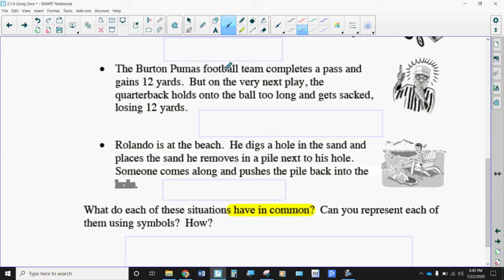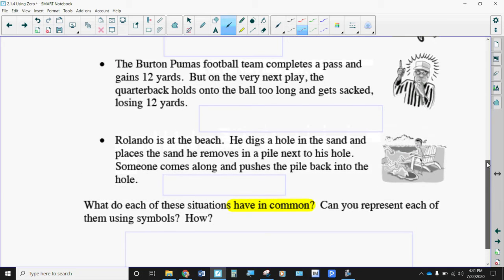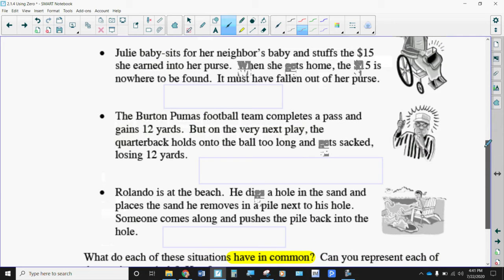The Burton Pumas football team completes a pass and gains 12 yards. But on the very next play, the quarterback holds onto the ball too long and gets sacked, losing 12 yards. And Rolando digs a hole in the sand and places the sand he removes into a pile that's next to the hole. So you see how that pile's over there? There's the hole. He's pulling it up. Then someone comes along and decides to push that sand right back into the hole. So what do all of these situations have in common? What do they all have in common?